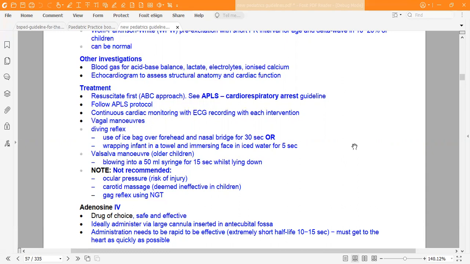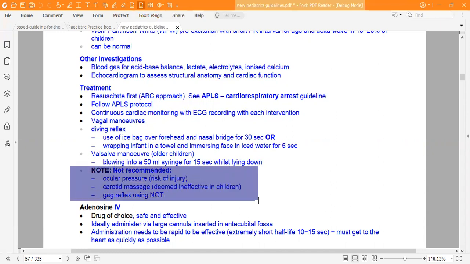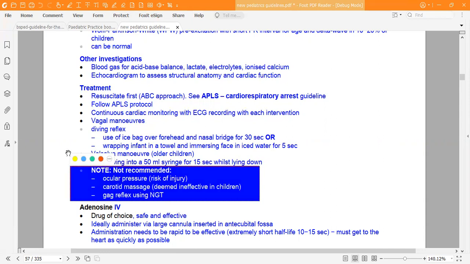Note, ocular pressure is not recommended because of the risk of injury. Carotid massage is deemed ineffective in children. Gag reflex using NGT. So this stuff is not recommended anymore. As long as it was recommended in the previous guidelines, in this new guideline, it's not recommended anymore.